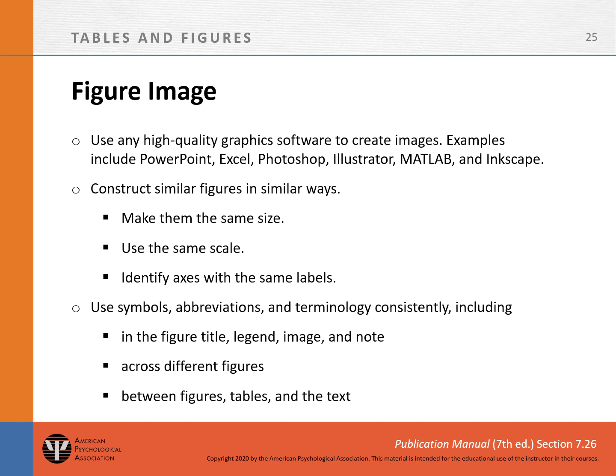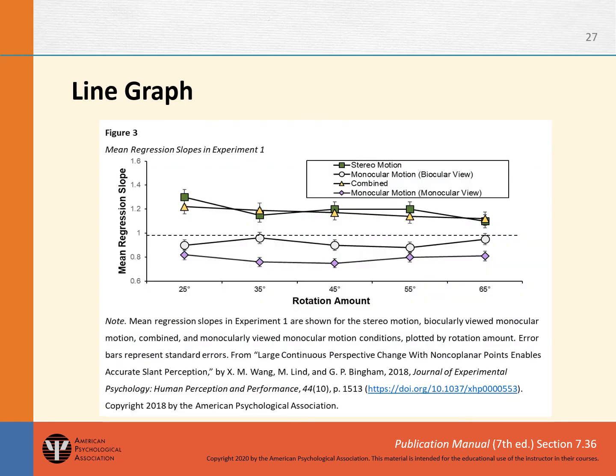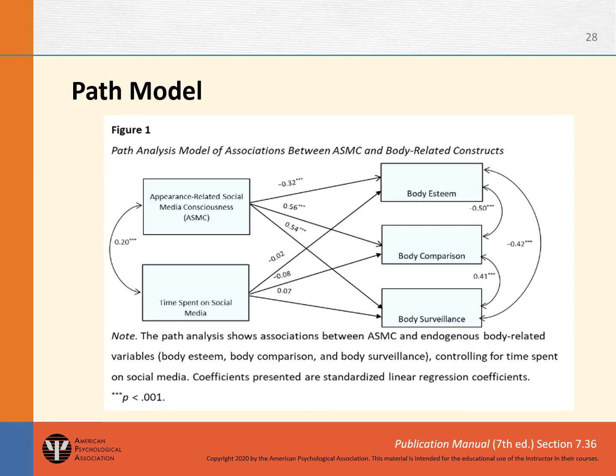Let's look at several examples of figures. Here's a bar graph. This is a line graph. Note the consistency among these figures. Here's a path model. Note each of these figures has a figure number in bold and a figure title in italics. Then the figure itself.